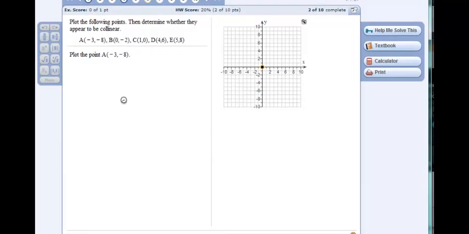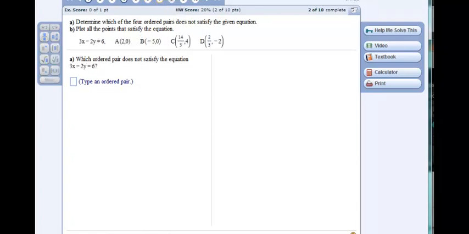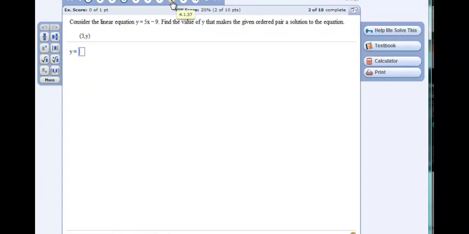And that's graphing, but then determining if they're collinear. If you look, this is the exact same equation that I used in your notes. And then it's just determining which of the 4 ordered pairs satisfy this equation, and then you would plot it. I'm not going to do that one. Again, same thing. Okay.